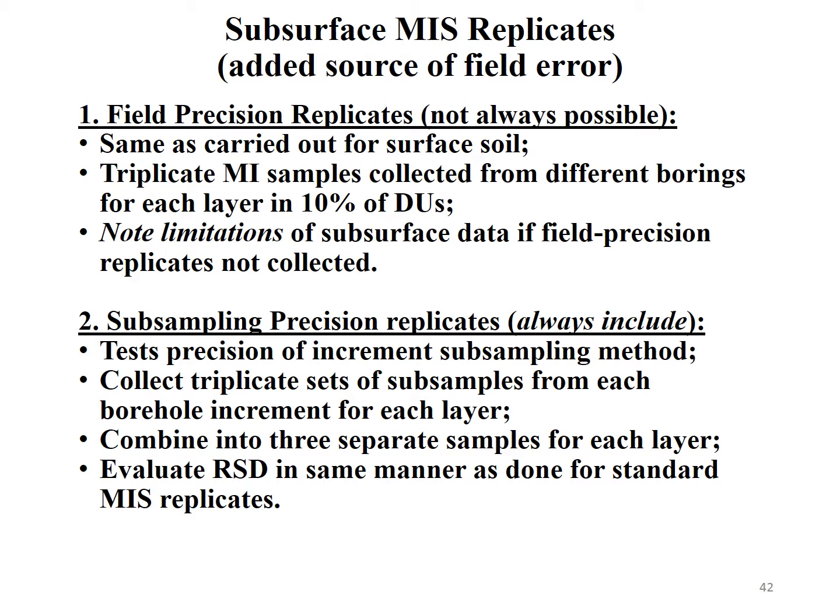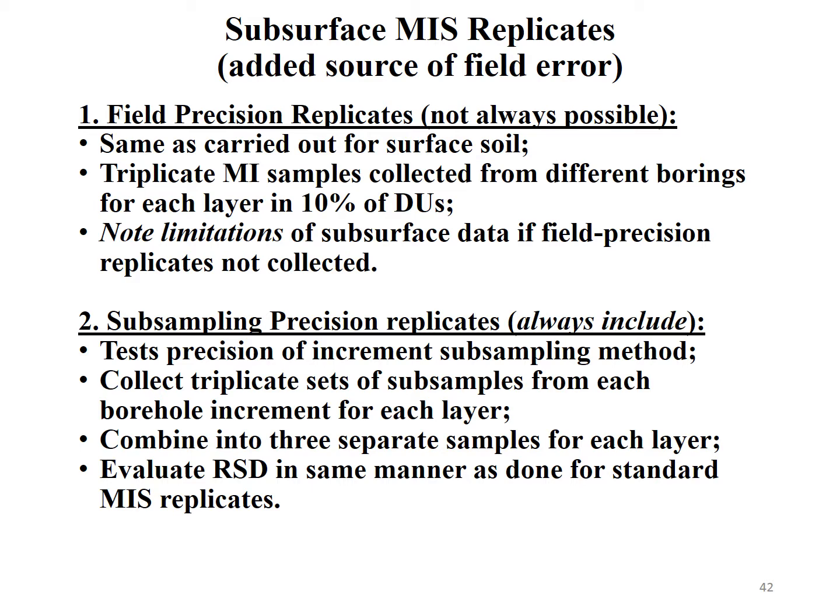So in the case that the 90 cores for triplicate samples could not be collected due to some limitation, then we'd encourage at least the collection of field duplicates versus triplicates, and that would be 60 cores in a DU versus 30 cores, to help evaluate the precision of the effort.